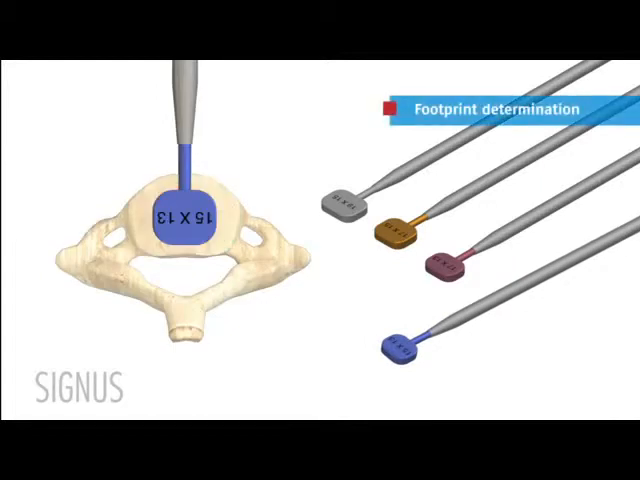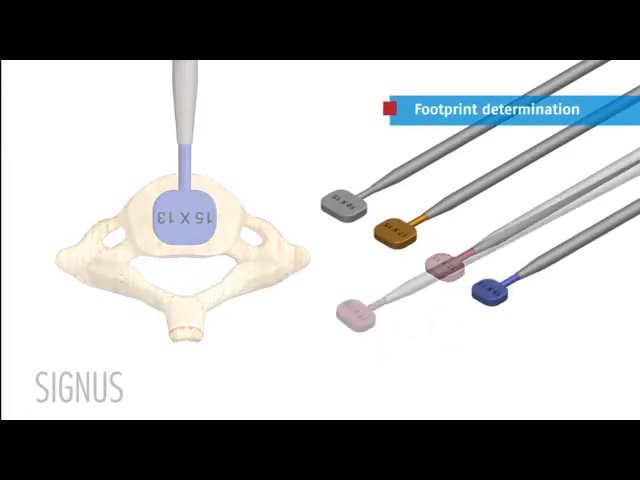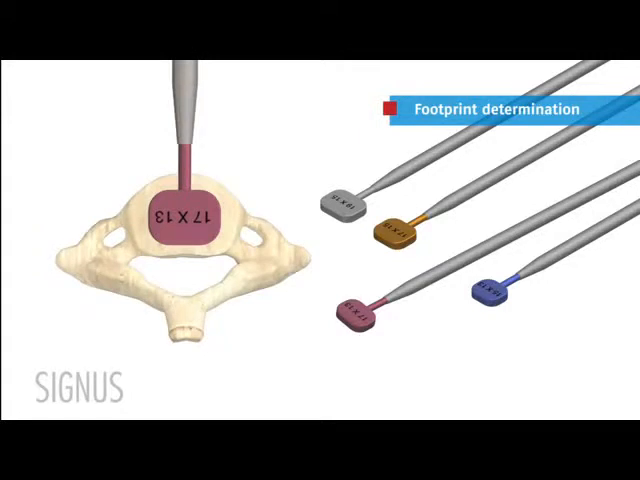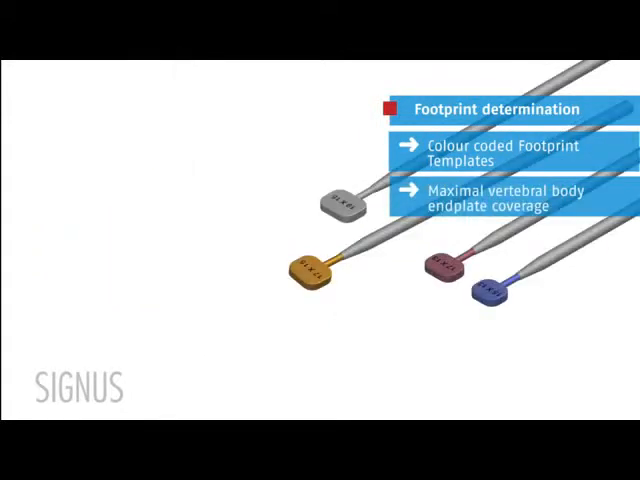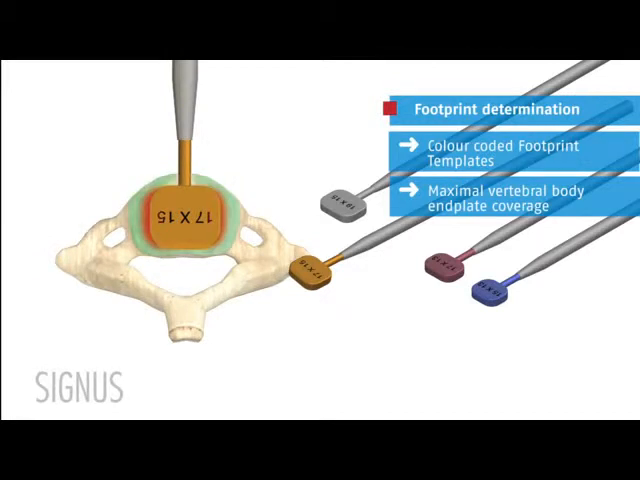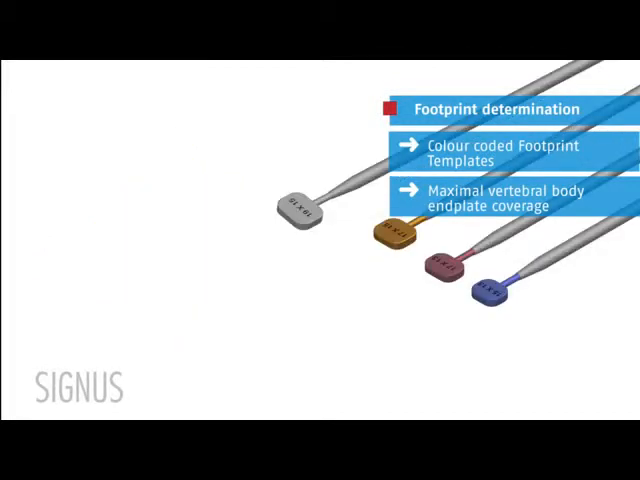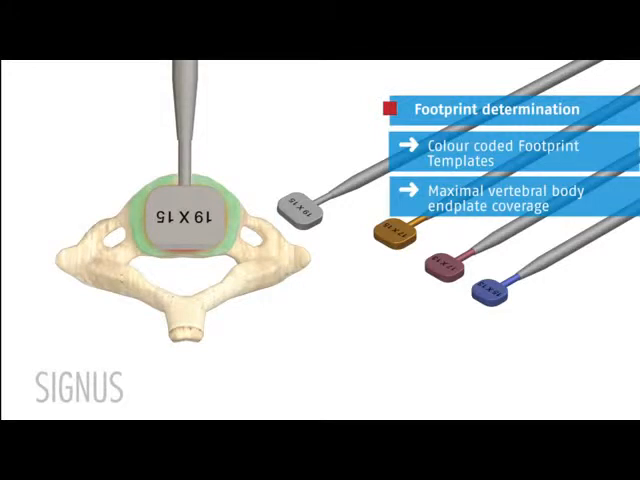The footprint template is employed to define the appropriate implant size. It is introduced symmetrically about the midline into the intervertebral space and placed onto the end plate of the inferior vertebra about 1 to 2 mm anterior to the posterior border of the vertebral body.